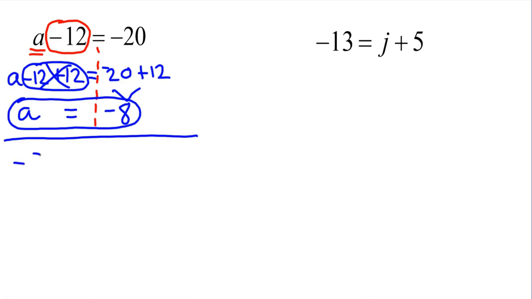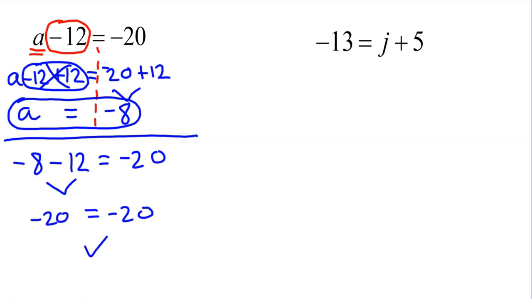And if I check that, plug negative 8 back into that original equation, negative 8 minus 12 equals negative 20. Negative 20 is equal to negative 20. And that checks out. So again, when we have negatives involved, you have to know how to use our addition and subtraction properties of equality.